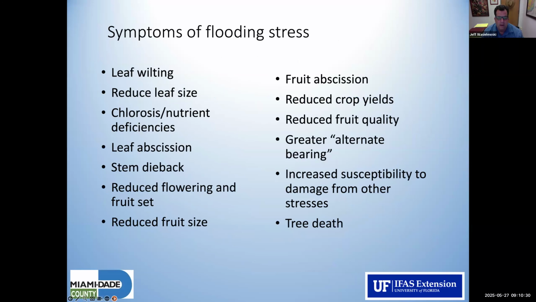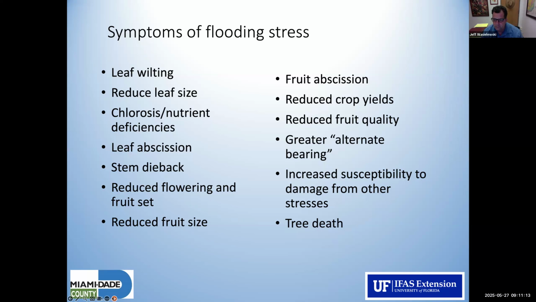What are the symptoms? Once we get to drought, you're going to see a lot of these are very similar. So you have leaf wilting, reduced leaf size, chlorosis, and nutrient deficiencies, so they can't get nutrients. Remember, the roots are unable to get oxygen, so they're unable to work. Leaves are going to fall, stem dieback, reduced flowering and fruit set, and reduced fruit size. So these are not good things. Fruit are falling, reduced crop yields, reduced fruit quality, greater alternate bearing.